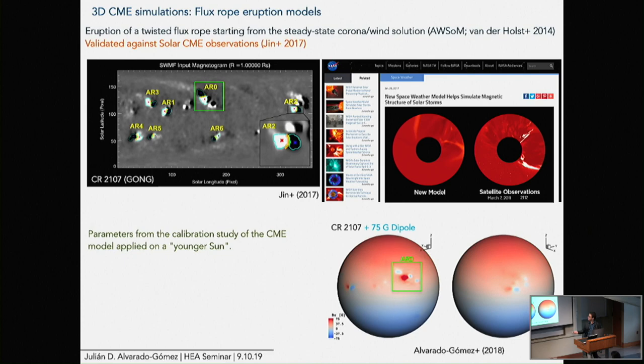This particular young sun has a much stronger dipolar field, as we observe in observations. These young stars have stronger magnetic fields in the large-scale component. And we ran a set of numerical models. We did this in a medium-sized cluster in Germany.